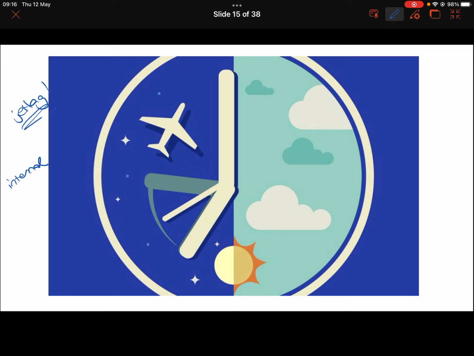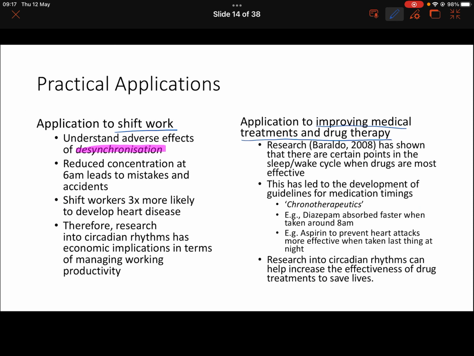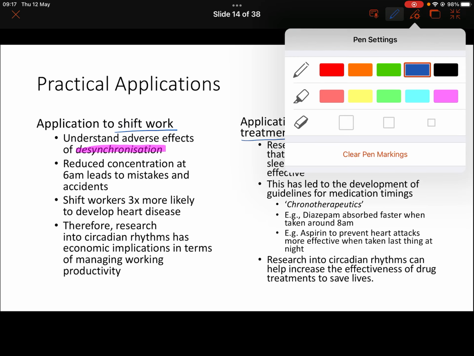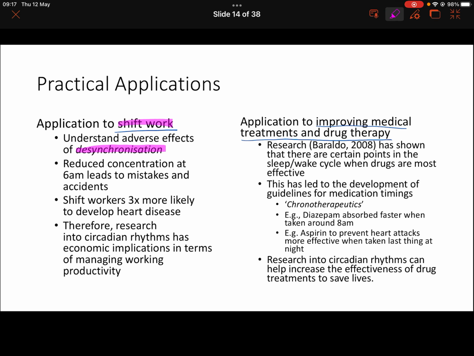It is worse if you're traveling east. That's because you are losing time, essentially, and therefore you're losing sleep. So your body is going to suffer even further from the jet lag. But anyway, going back to the point, understanding circadian rhythms has allowed us to understand the effects of desynchronization, and we can apply this to shift work.